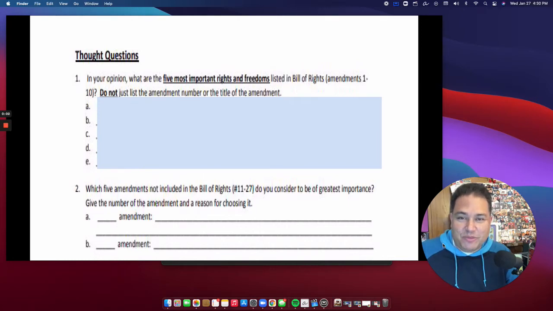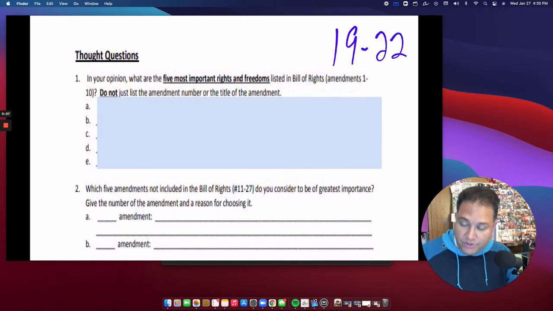This is Mr. Ippolito, and today I'm going to take you through pages 19 through 22 in the Constitution Interactive Notebook so you can see exactly what my expectations are, and I can make it so that you're not doing any more work than you have to.